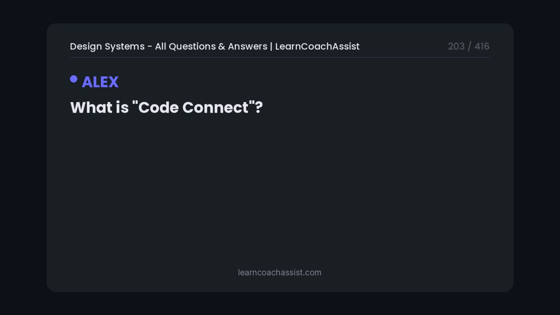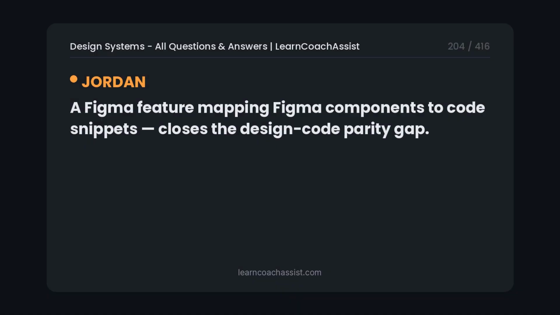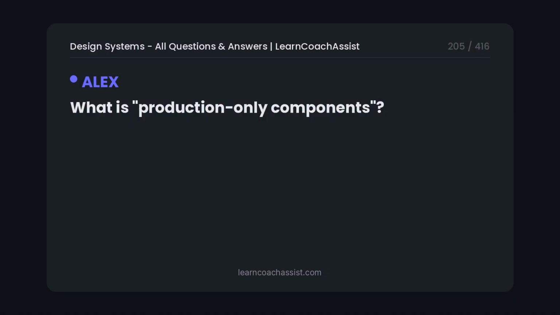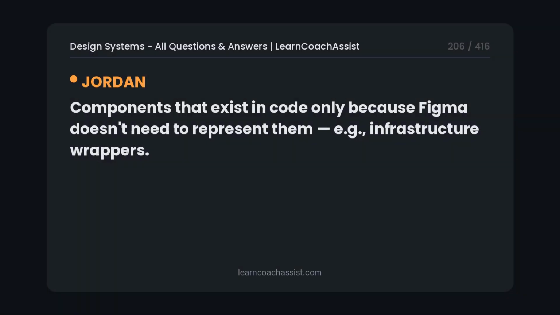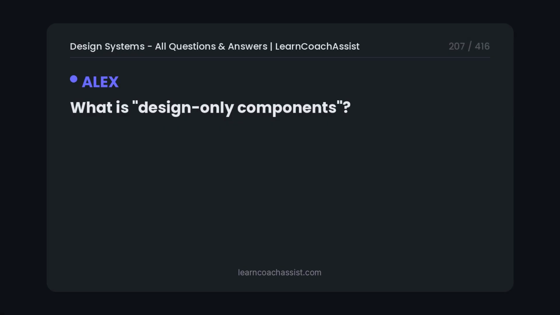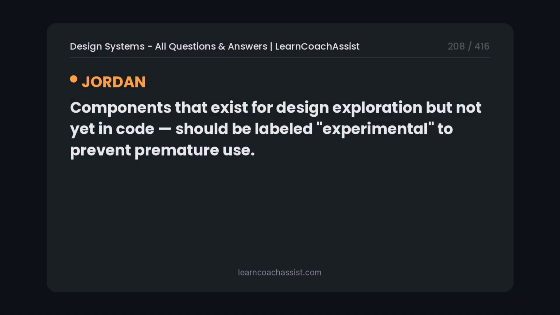What is Code Connect? A Figma feature mapping Figma components to code snippets, closes the design code parity gap. What is production-only components? Components that exist in code only because Figma doesn't need to represent them, e.g., infrastructure wrappers. What is design-only components? Components that exist for design exploration but not yet in code, should be labeled experimental to prevent premature use.